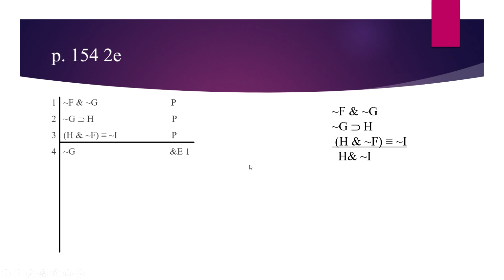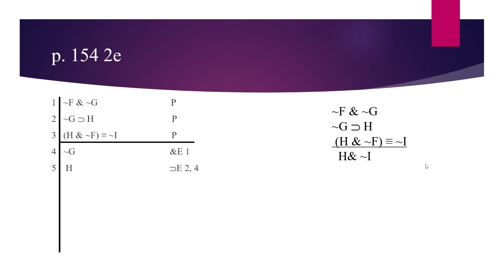4 using conjunction elimination from line 1. Now we can use conditional elimination from line 2 and line 4 to get H by itself on line 5, now that we've isolated that antecedent. Now I need to get the other conjunct of our conclusion. It's not the case that I. We see it's not the case that I in the biconditional on line 3, so I'm going to try to get the other side of that biconditional to use biconditional elimination. That other side of the biconditional is H, and it's not the case that F.